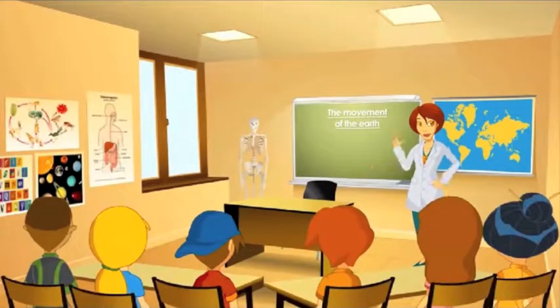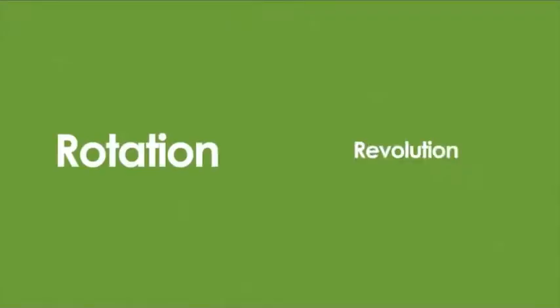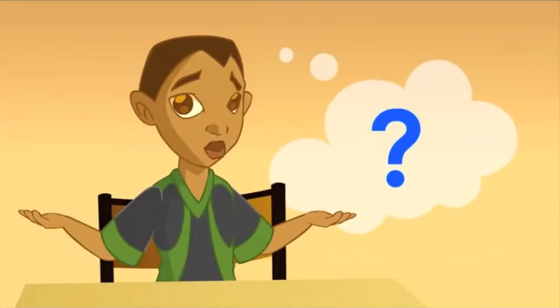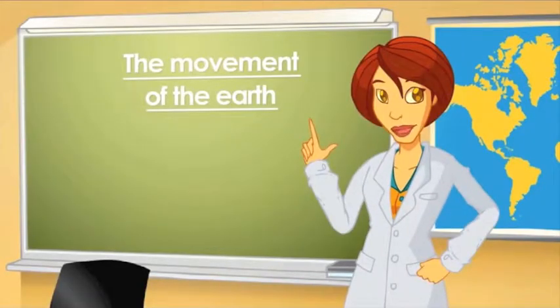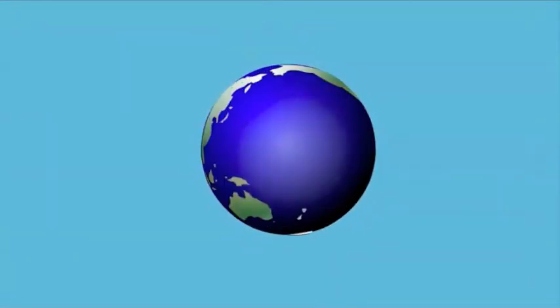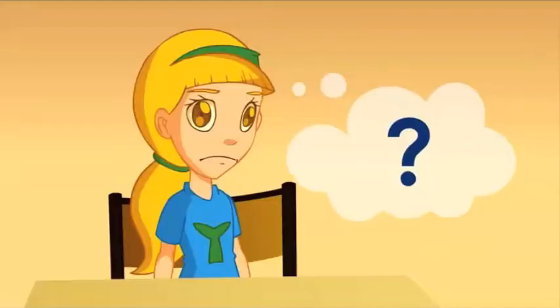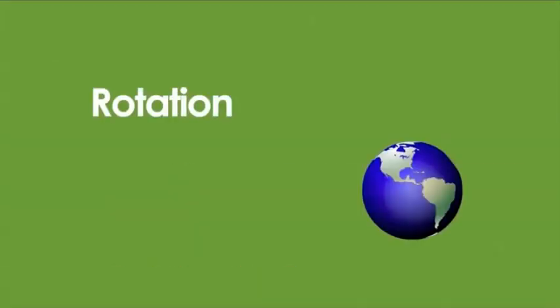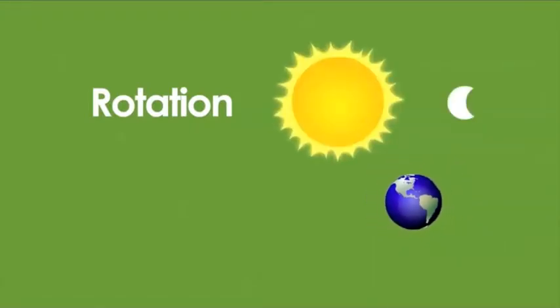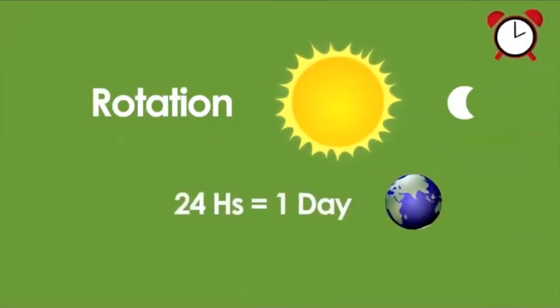The Earth has 2 motions, rotation and revolution. Does the Earth move? Yes, our planet, the Earth, moves, and its movement has a great influence over us. What does rotation mean? Rotation is one of the movements of the Earth. It's when the Earth spins on itself. This movement causes the succession of days and nights. The Earth completes its rotation motion in a whole day.